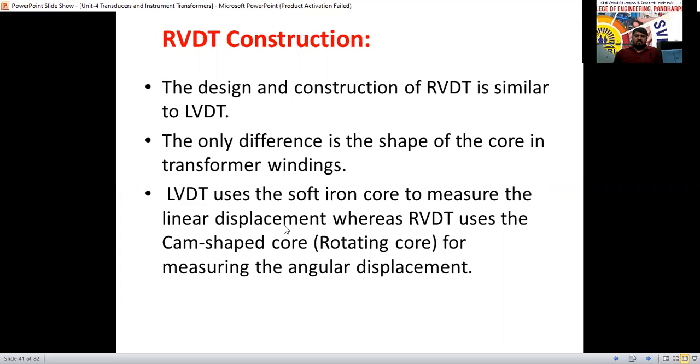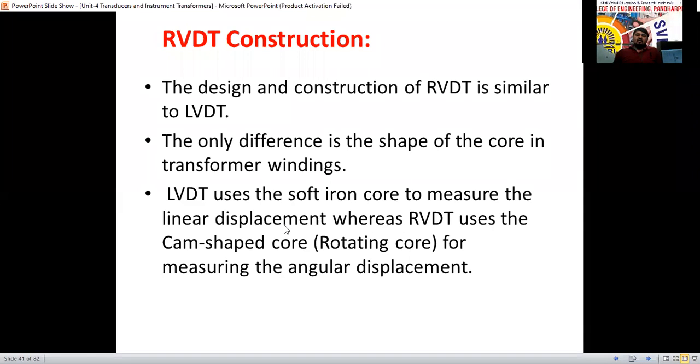1. Secondary windings? 2. In the RVDT, how many windings are there? Primary and secondary are both the same only. So the design and construction of RVDT and LVDT is the same only.